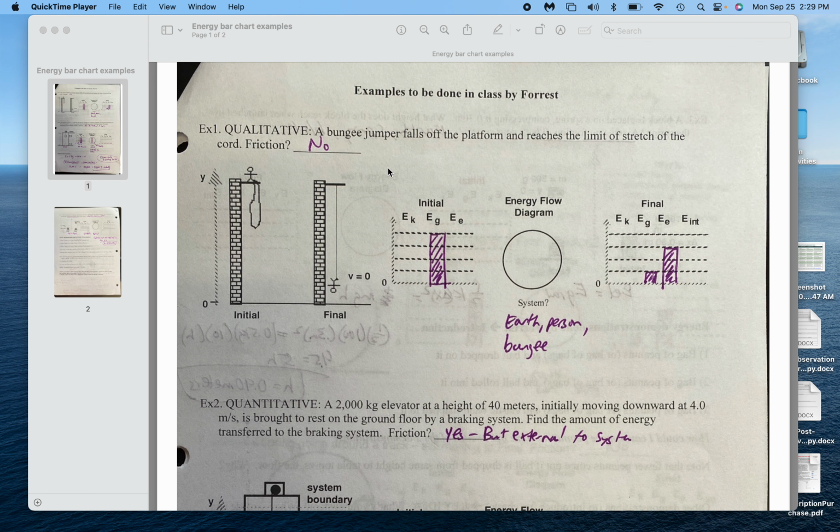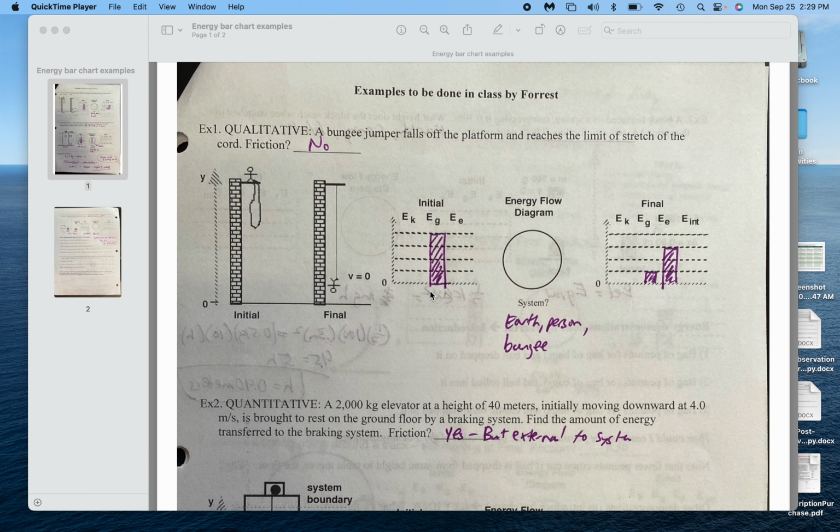So the idea is a bungee jumper falls off the platform and reaches the limit of stretch of the cord. I chose no friction. So this is the zero height. I'm choosing the earth, the person, and the bungee to be in the system, so that's pretty much everything. The initial condition is they're up here, final condition is they're down here, and they're not moving at the end. So initially I'm going to say they have all gravitational potential energy. I chose 4 bars, but that's an arbitrary decision.